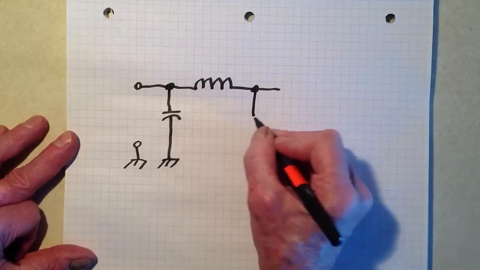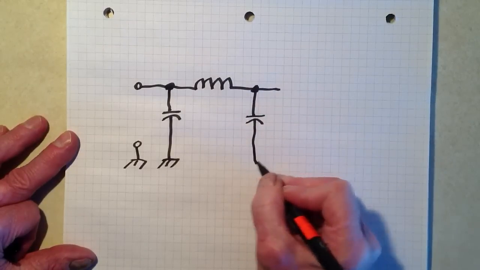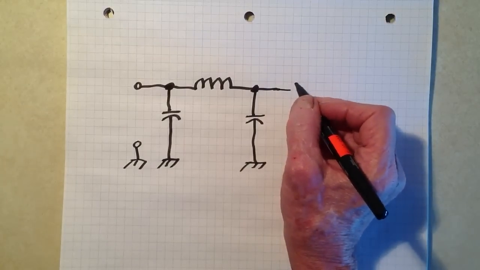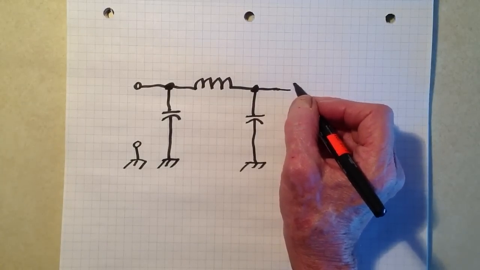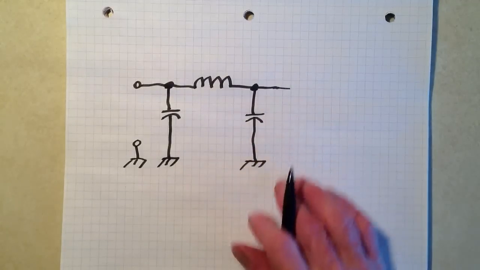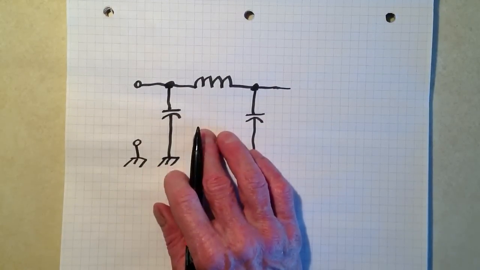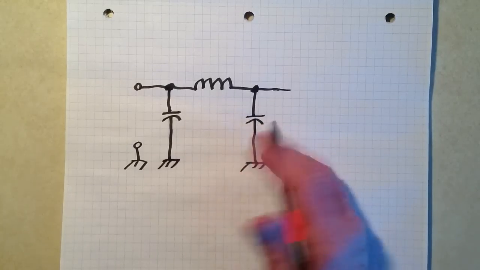So we now have two capacitors and an inductor. And then we take our output from there. Well, now, what does that gain? Why would we want to add another capacitor to the L network and get a circuit like this?